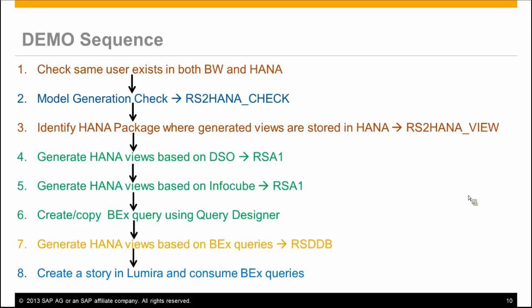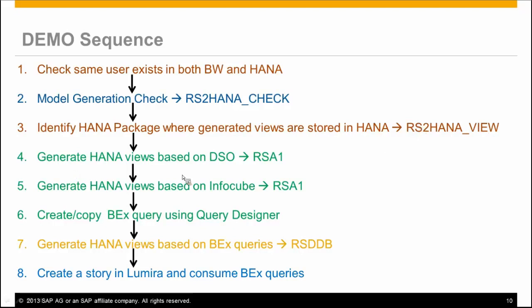The second check which we are going to do is to see if there are any inconsistencies by running RS2HANA_CHECK, which would give you a list of all the objects which were inconsistent or consistent. And then this is more like a housekeeping thing where you would like to see which HANA package contains these generated views on the HANA side. The transaction for that is RS2HANA_VIEW.